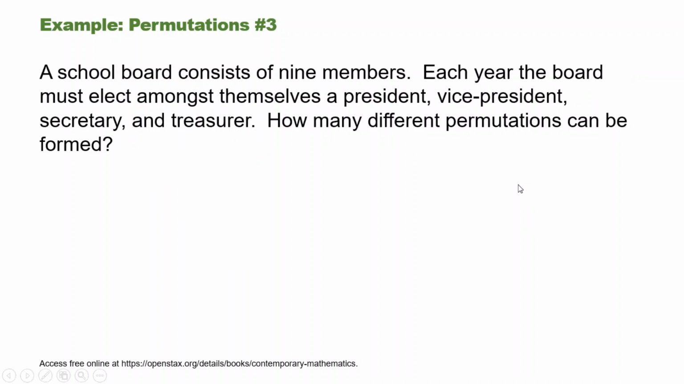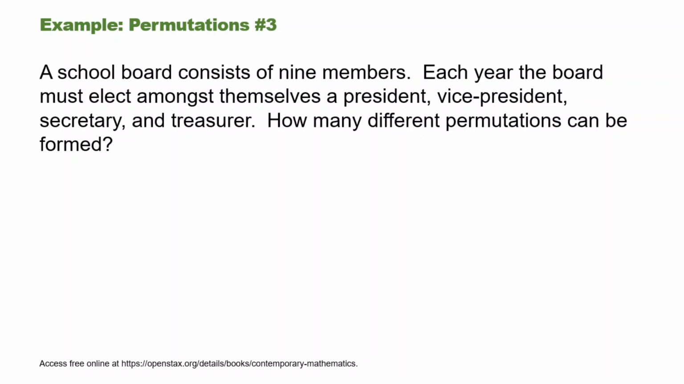Example, permutations number 3. A school board consists of 9 members. Each year, the board must elect amongst themselves a president, vice president, secretary, and treasurer. How many different permutations can be formed? So first, this is a permutation. We are told that in the question, but this is a permutation because the order matters. If I take the person we choose as president and the person we choose as treasurer and replace them with each other, we swap their places, we now have an entirely different set of officers.